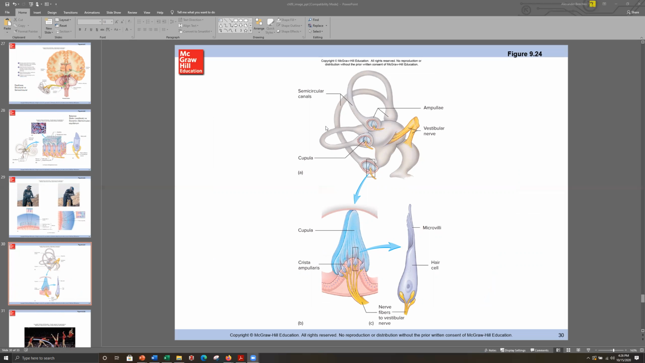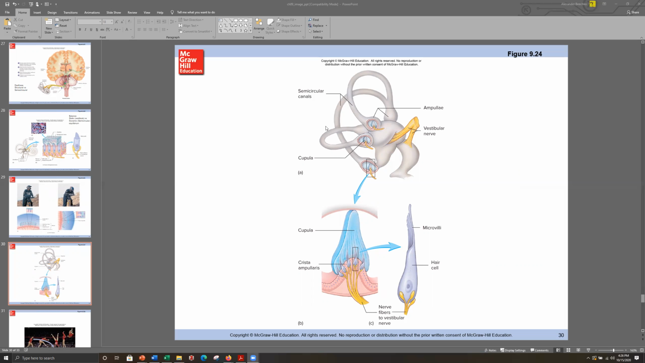Each crista consists of a ridge of epithelium with a curved gelatinous mass, the cupula, suspended over the crest. The cupula is structurally and functionally very similar to the maculae, except that it contains no otoliths, unlike the other structures. The hair-like microvilli of the crista hair cells are embedded in the cupula. The cupula functions as a float that is displaced by endolymph movement within the semicircular canals.